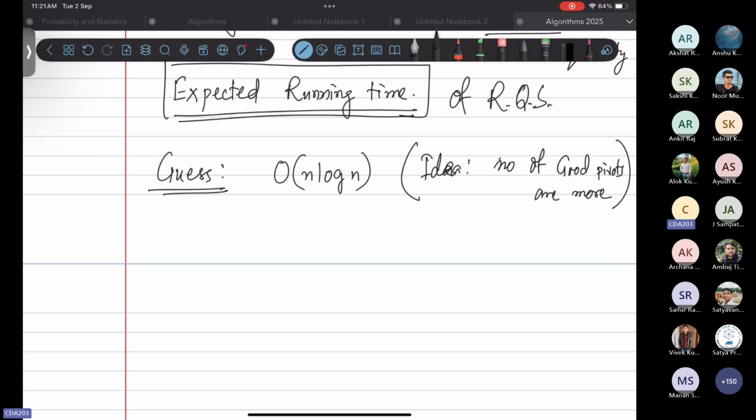Okay, I hope it's okay now. It's not always that taking the median as pivot is the ideal case. Things are not always ideal. It's close to the ideal.